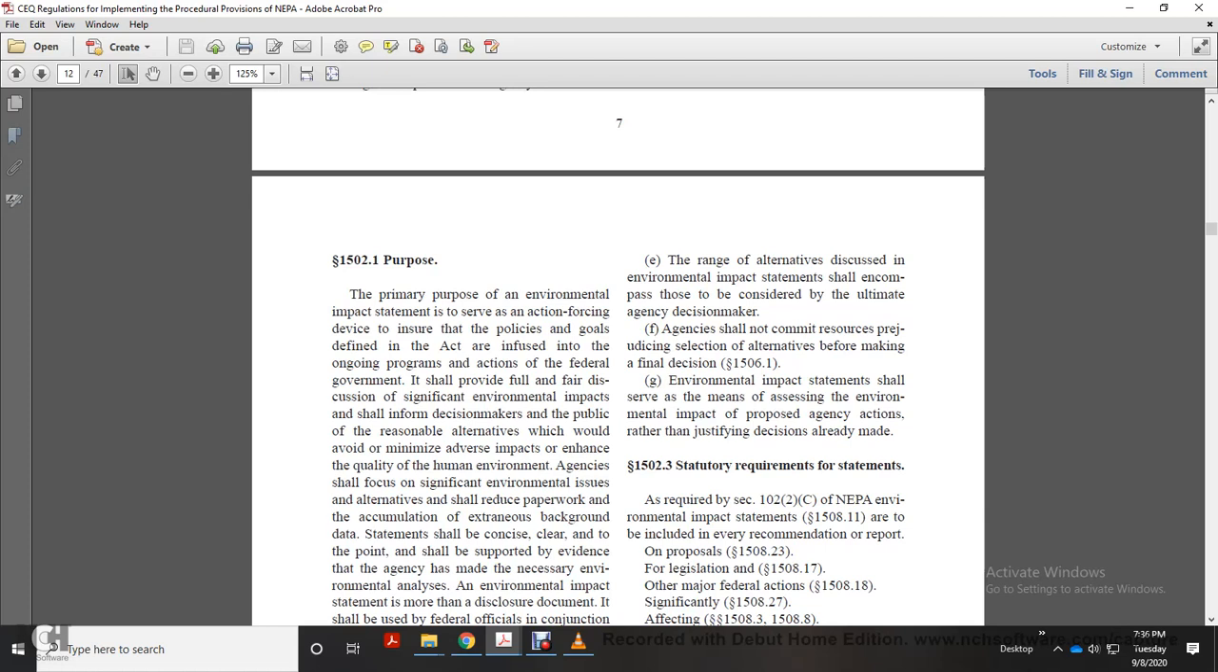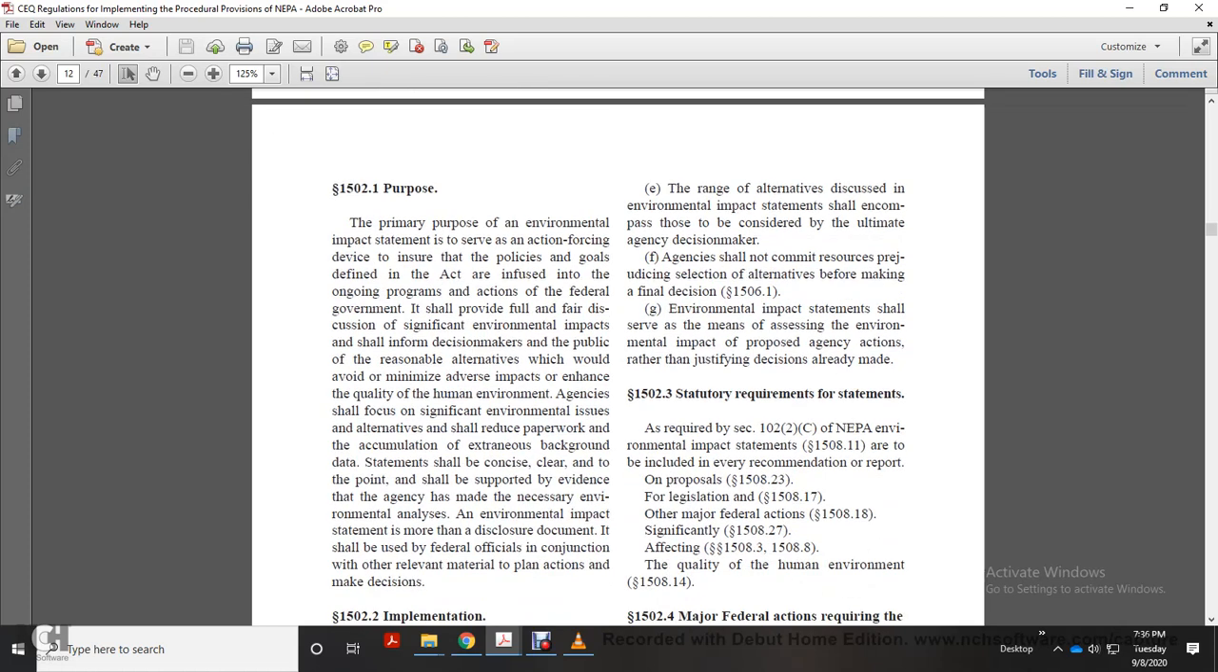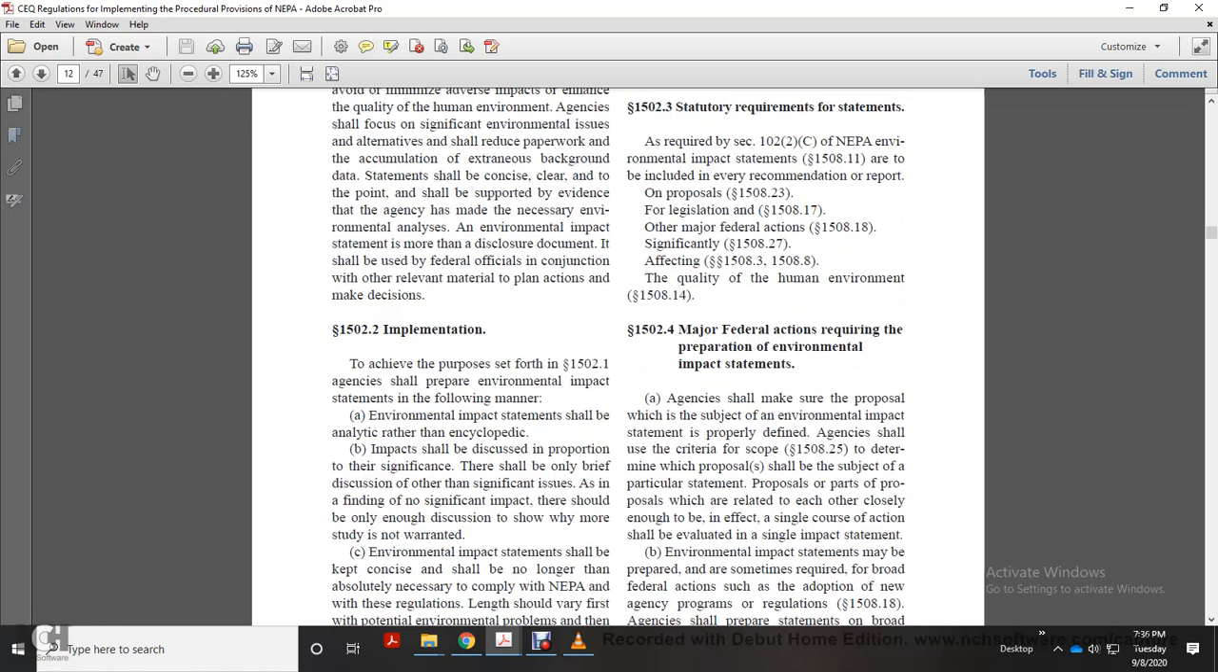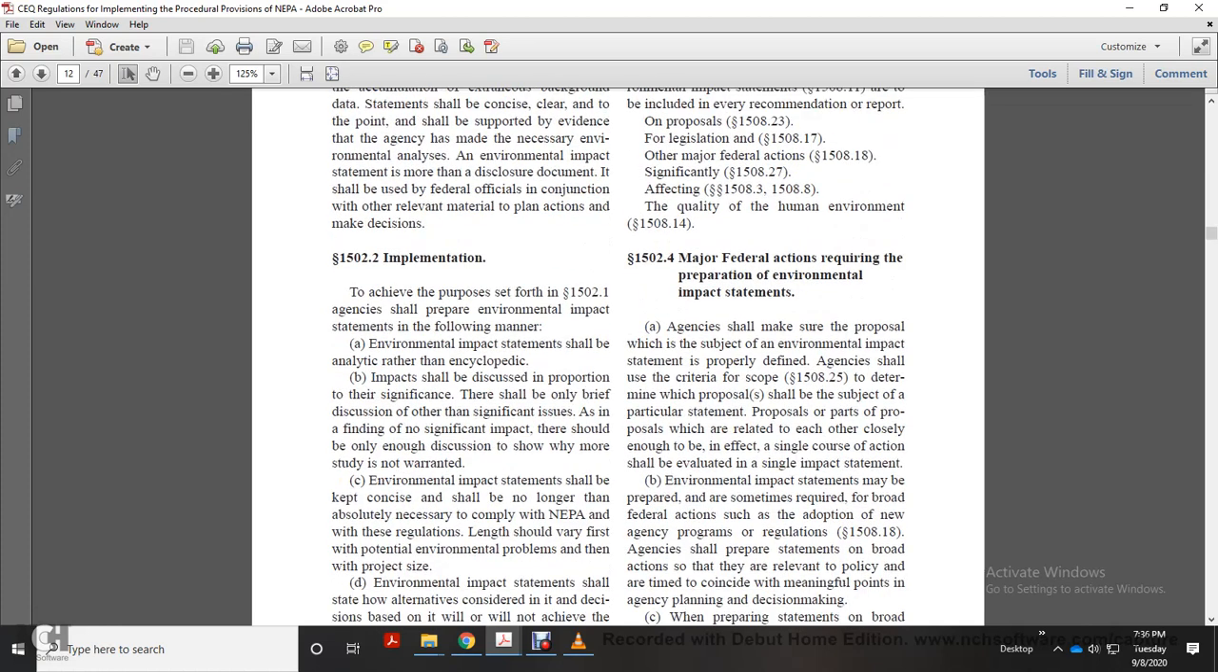Agencies shall focus on the significant environmental issues and alternatives and shall reduce the paperwork and the accumulation of extraneous background data. The statement shall be concise, clear, and to the point, and shall be supported by evidence that the agency has made the necessary environmental analysis. An environmental impact statement is more than a disclosure statement. It shall be used by federal officials in conjunction with other relevant materials to plan actions and make decisions.